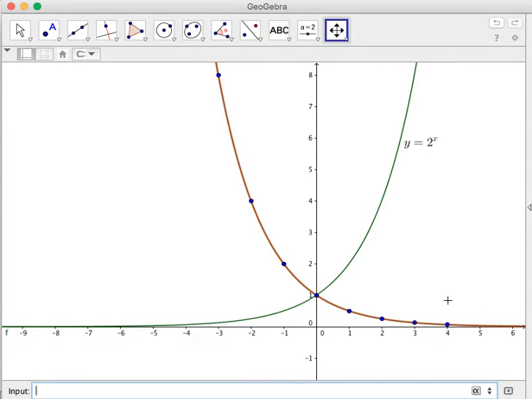That's one. Second, nagpa-pass through pa rin siya dun sa 0, 1, no? Kasi yun yung ano natin kanina, di ba? From the previous video, palagi nagpa-pass through sa 1 yung 2 to the x, 3 to the x, tsaka 4 to the x, no? Yun yung graph no?